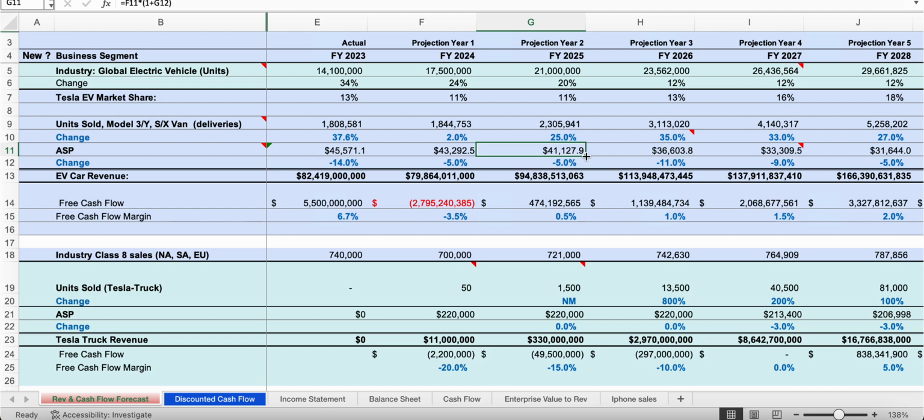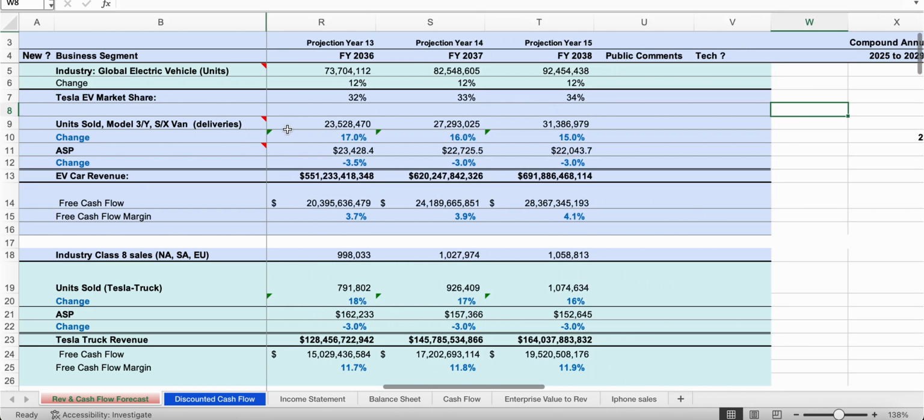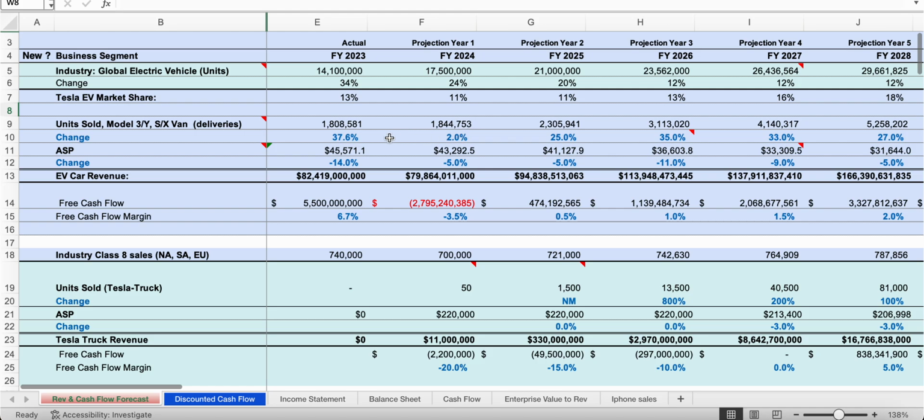So again, I just want to go over what I just said. I want to reiterate it, and then I want to go over some nuances. Number one, I've got Tesla's market share going up rapidly because they're lowering their prices. Number two, as I said, prices are coming down. And so because of that, unit sales are going to be going up again, starting in 2025.